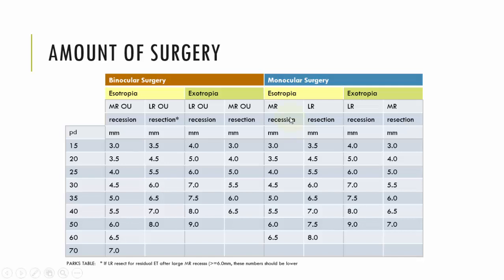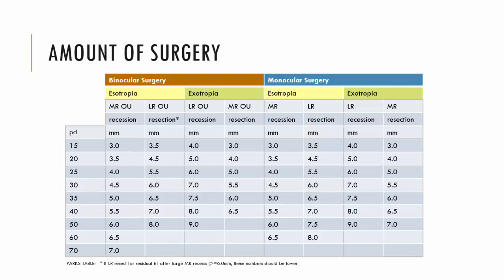We use this particular section of the table where it says monocular surgery, so unilateral surgery. I indicated that the patient had a right esotropia, so we're going to look at this section of the table. And we can see it's indicating we need to perform a medial rectus recession and a lateral rectus resection. In terms of the amount, if we were doing a full correction of 30 diopters, then a 4.5 millimetre recession of the medial rectus would be performed, and a 6 millimetre resection of the lateral rectus would be performed.